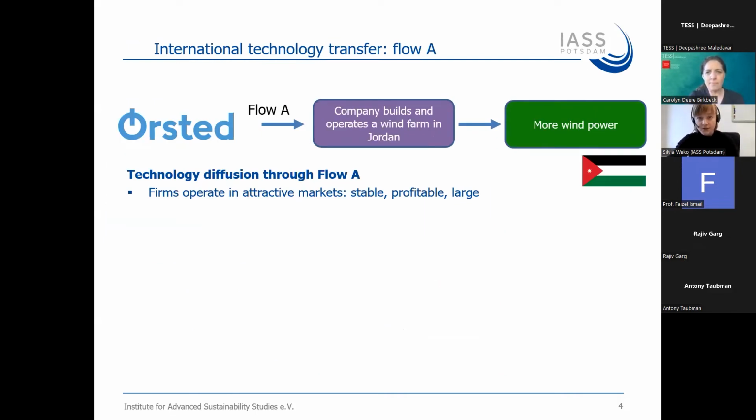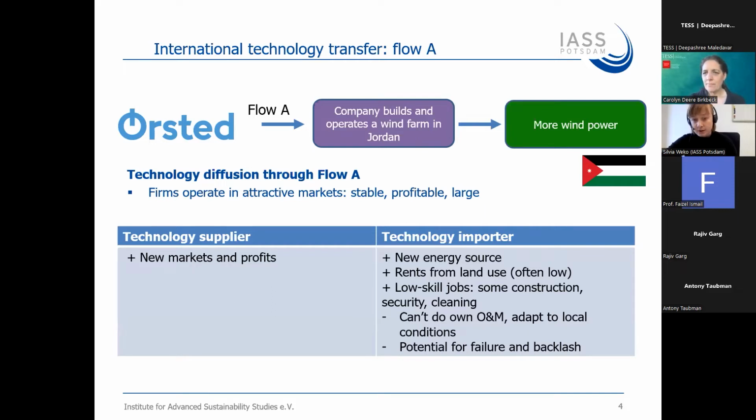So I'm just breaking this down into flows, and I'm talking today about Jordan because that's where I did some research, but I think it applies in a lot of different contexts. So the first way that we might see technology transfer happening is what we call flow A. And basically, this is in fact a little different. It's only technology diffusion. In some cases, a company will come in, build and operate a wind farm. And of course, there are benefits for the technology importer in that they have some sustainable power in their country, which is not always a bad thing, right? This mostly is going to happen in relatively large, relatively attractive markets where a firm can feel guaranteed that they'll get some profits.